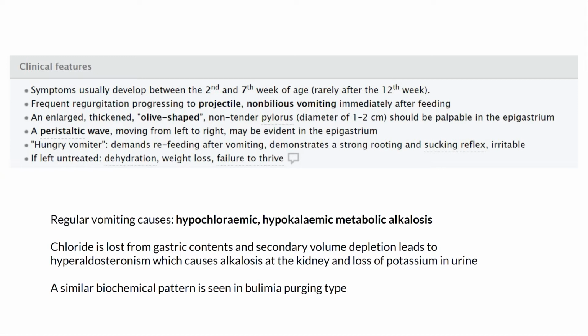But it's the same thing that will happen in someone who's bulimic, purging type, because they are regularly vomiting in the same way.